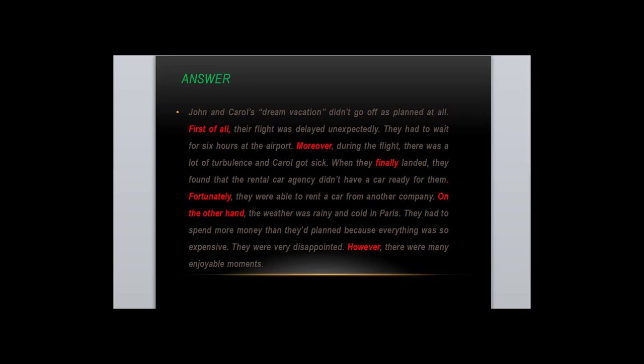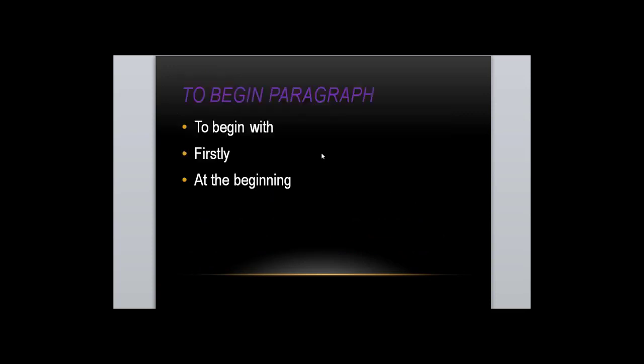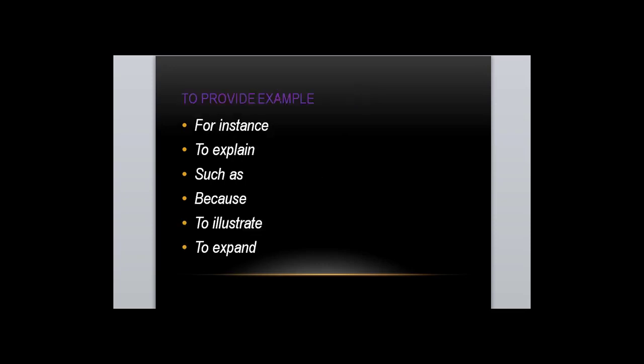So this is how we will use linkers to get a better score in the case of coherence and cohesion. Now, how do you begin a paragraph? You can use these linkers to begin with: firstly or at the beginning. After introduction, you will write the first paragraph. So the first paragraph you can begin with firstly, at the beginning, or first of all. You can use this to provide examples. Instead of for example, because you will provide 3 to 4 examples, you can write for instance, to explain, such as, to illustrate, to expand. Okay.